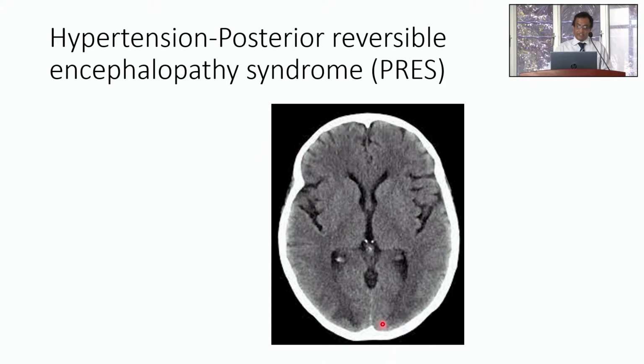This is a hypertensive patient, and I am showing the hypodense area bilaterally in the posterior parietal and occipital region, particularly in the white matter. This is due to PRES syndrome, posterior reversible encephalopathy syndrome, a reversible condition associated with hypertension.